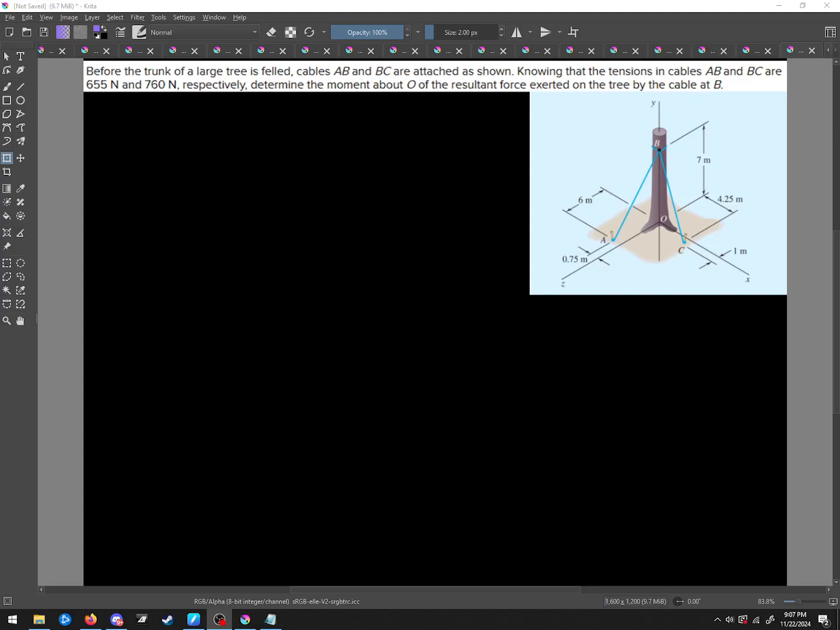Wham bam. We've got this tree. And what are we trying to do with it? The moment about O of the resultant force exerted on the tree by cables at B. So we've got a few cables at B.